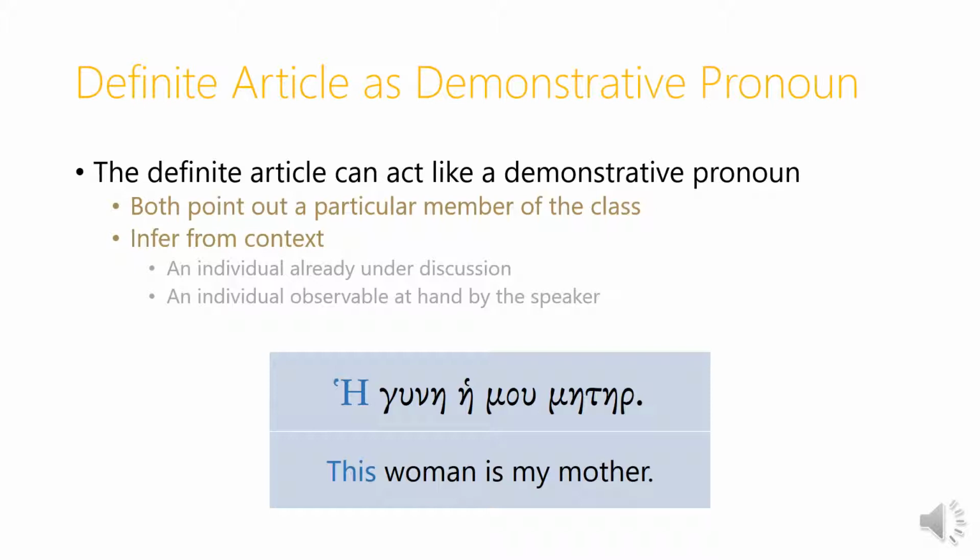But really, this is something that is a judgment call. There isn't any solid grammatical indicator of when the definite article should be translated as a demonstrative pronoun, translated as this. It's an interpretive judgment call, but it's important that you know that it's something that the article can do. So sometimes the expression he gune he mete mou can mean not the woman is my mother, but this woman is my mother.